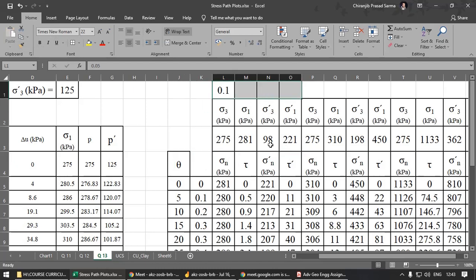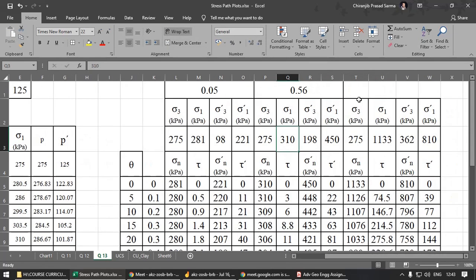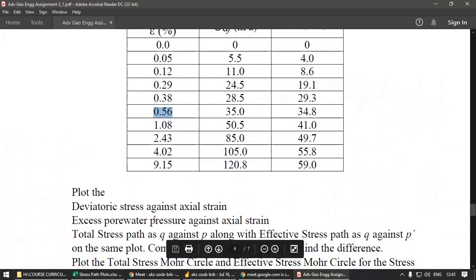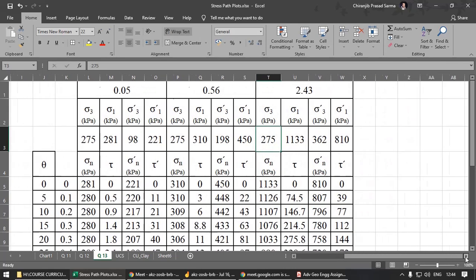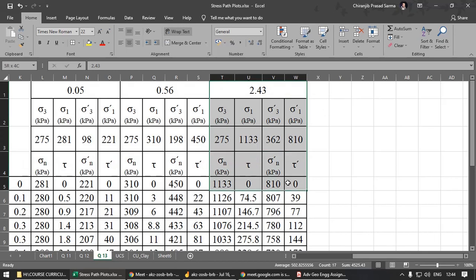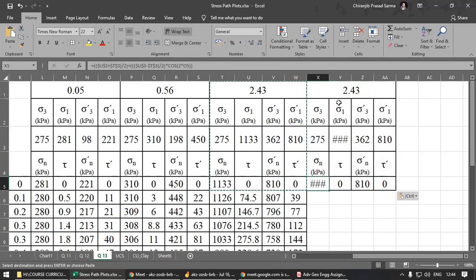Okay, so format here. So this control V, so this will be 0.56, just to be sure. Okay, then we have Control C, Control V, so this will be how much? 2.43, so this will be 2.43. Then we will have another set here, so Control C, Control V. Okay, so this will be how much? 9.15, so this will be 9.15.